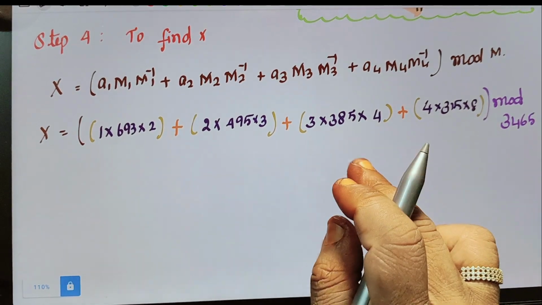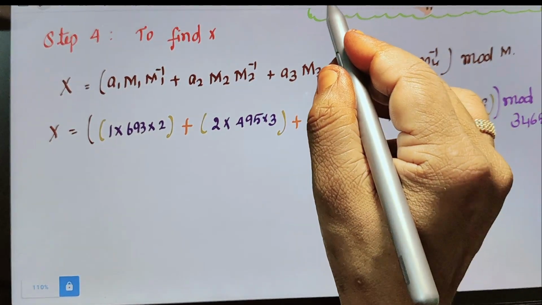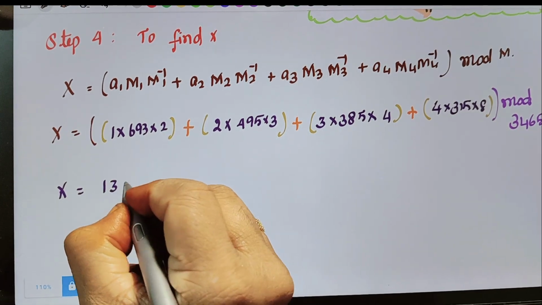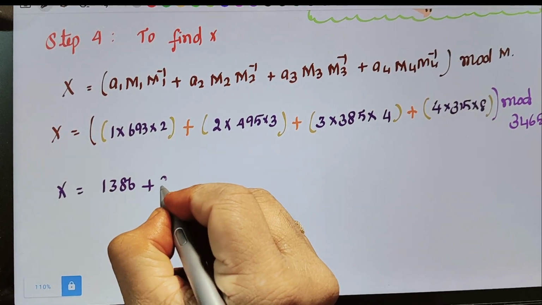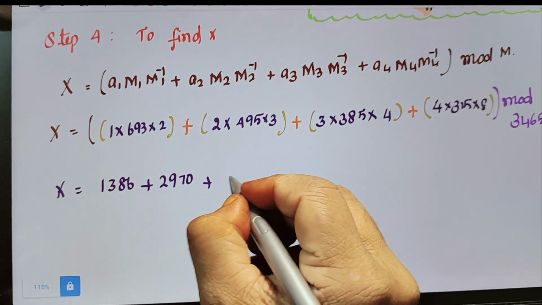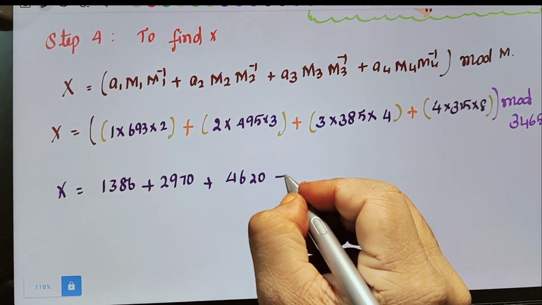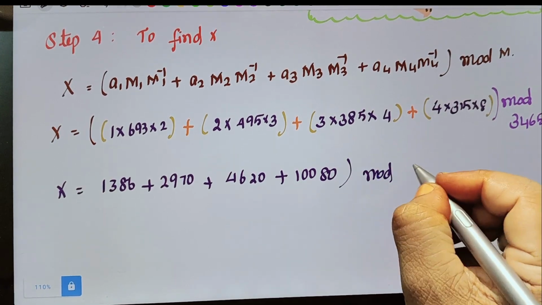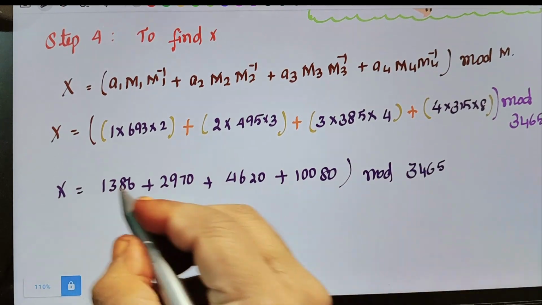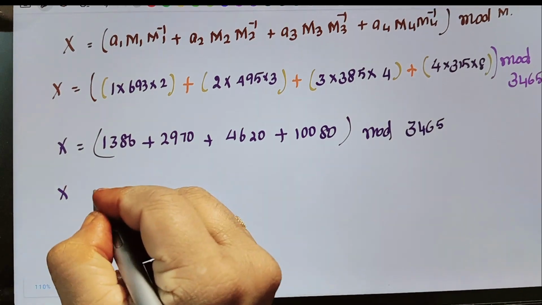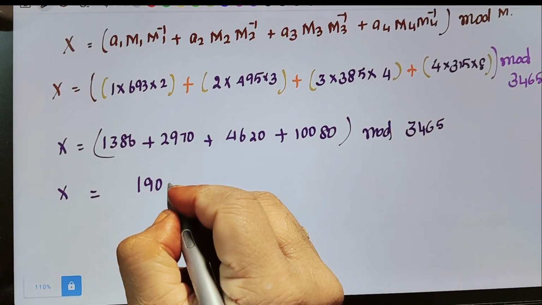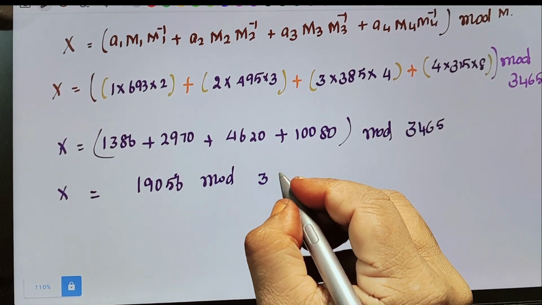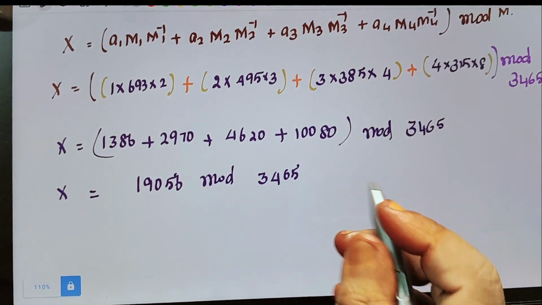Just by using the calculator to calculate the values, write these numbers one by one. X equal to 1386 plus 2970 plus 4620 plus 10080 and mod 3465. Next simplification: 19056 mod 3465, right?